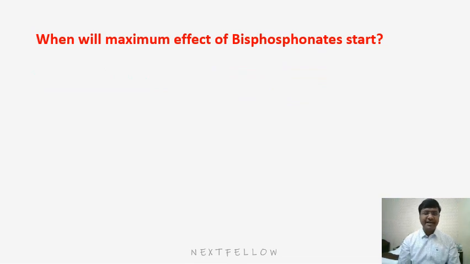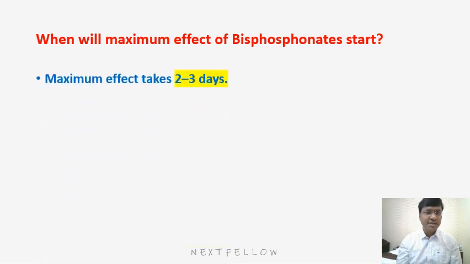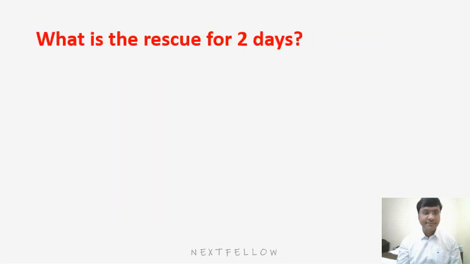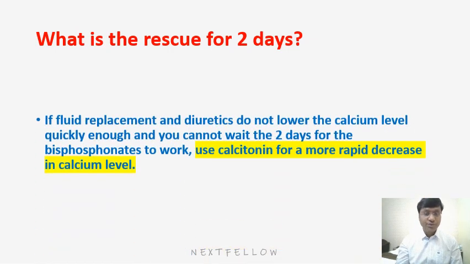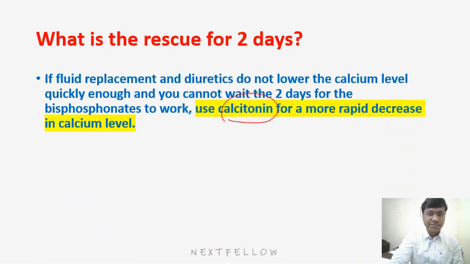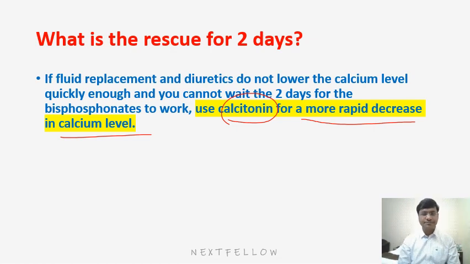Now, when will the maximum effect of the bisphosphonate start? This is a little disadvantage of bisphosphonates because the maximum effect takes almost 2 to 3 days. Then what is the rescue for those 2 days? Until then, if the effect doesn't start, the rescue hormone we have is calcitonin. So calcitonin will cause a more rapid decrease in calcium levels, right? So meanwhile, while the action of your bisphosphonate is going on, you can add this calcitonin.